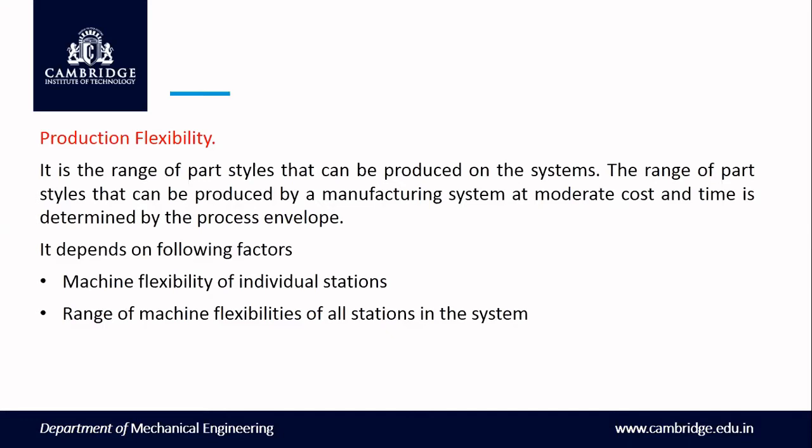And then what are the various factors it depends on? Production flexibility and machine flexibility go side by side, because it depends on the following factors. One is the machine flexibility of individual workstations, and then the range of machine flexibility of all workstations in the system. This is the very important concept. Based upon the machine flexibility, your production flexibility will depend. Production is nothing but producing n number of parts, n number of varieties of parts.